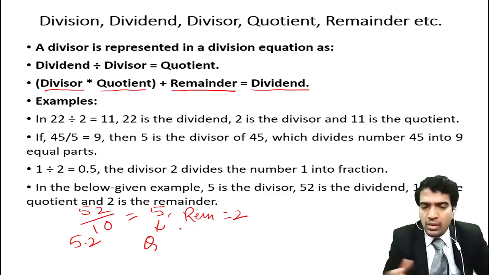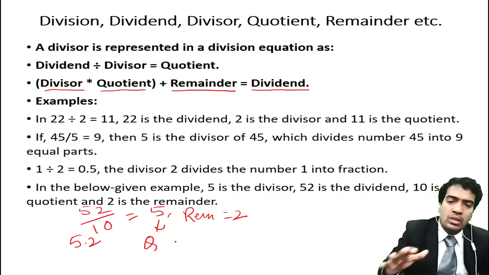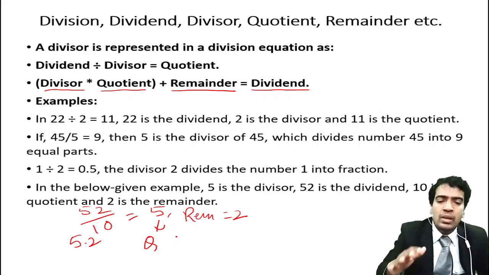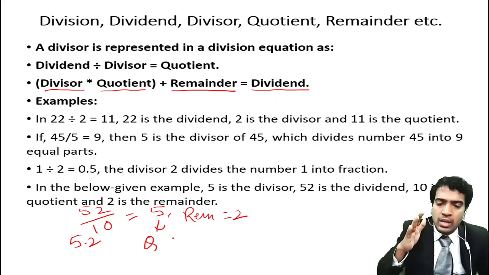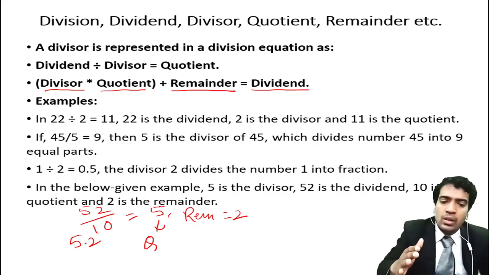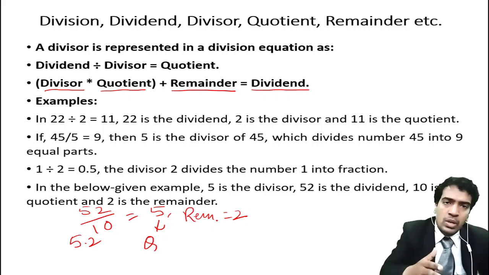All right, but when you're talking about the concept of divisor, quotient, remainder, and dividend, you would say that if you divide a number by the divisor, the dividend by the divisor, the answer that you get is the quotient, and if there is a remainder, you will have that remainder.